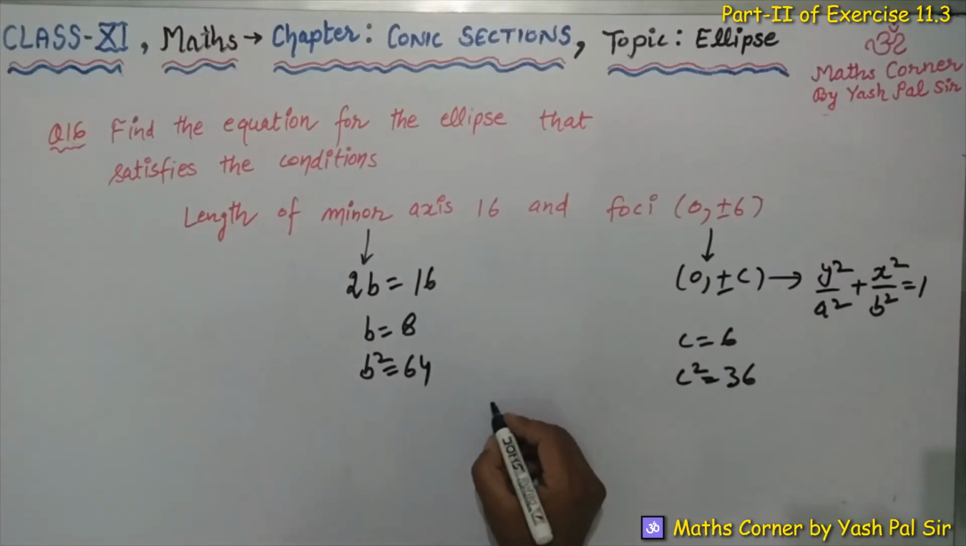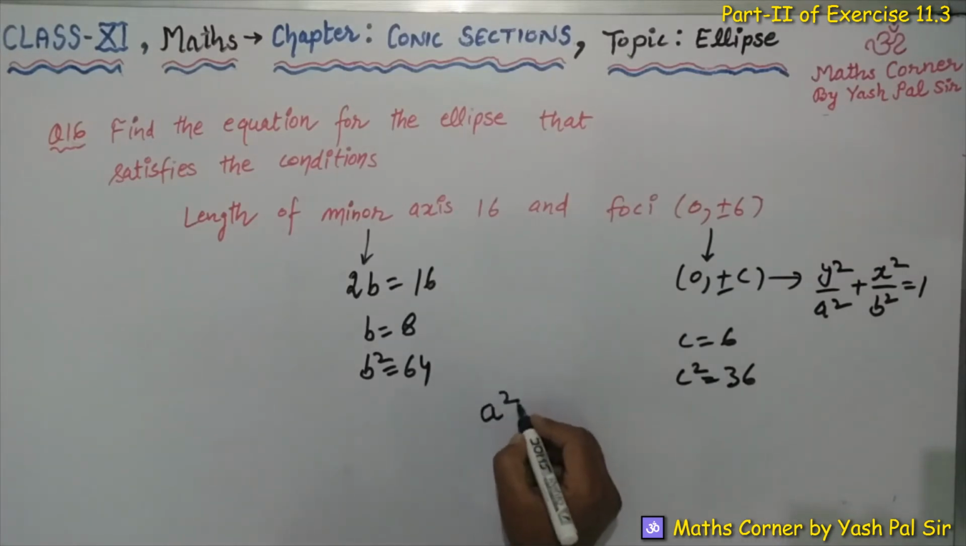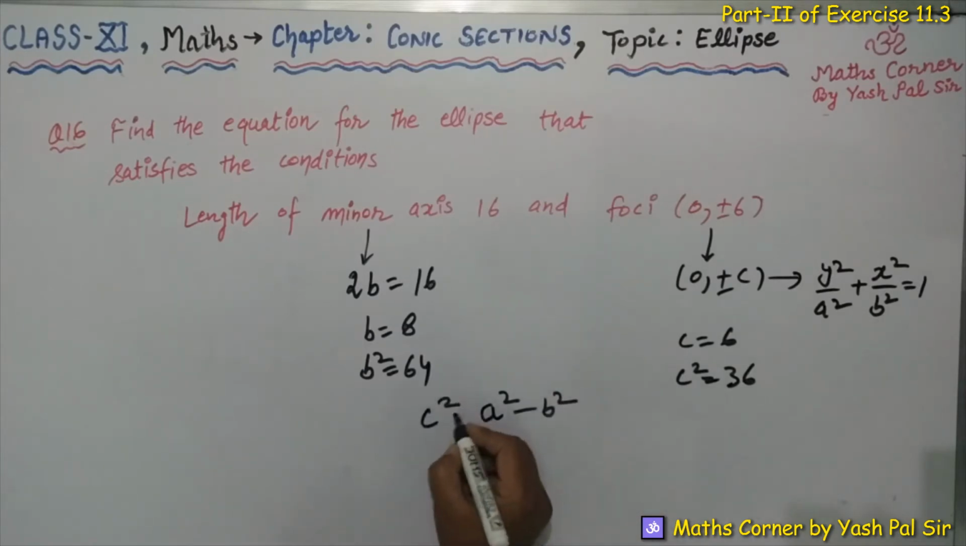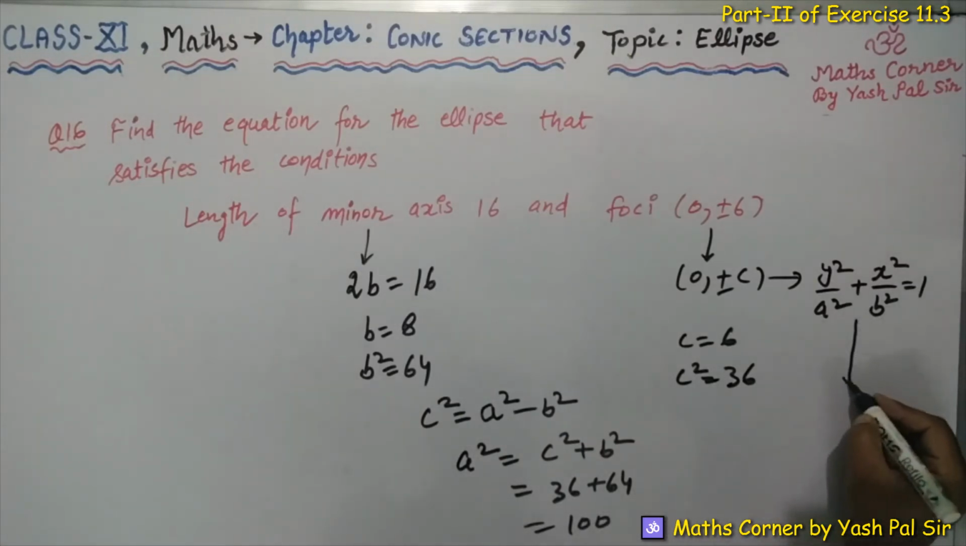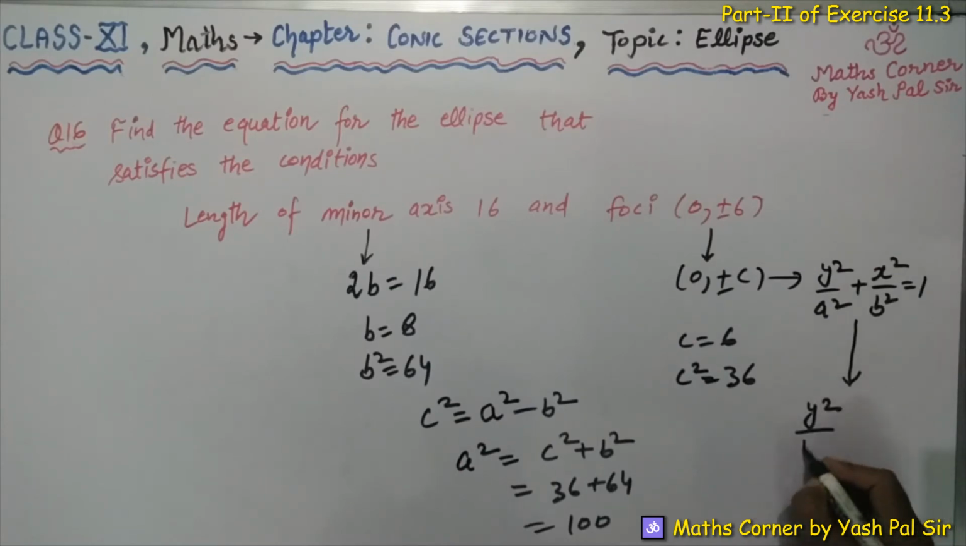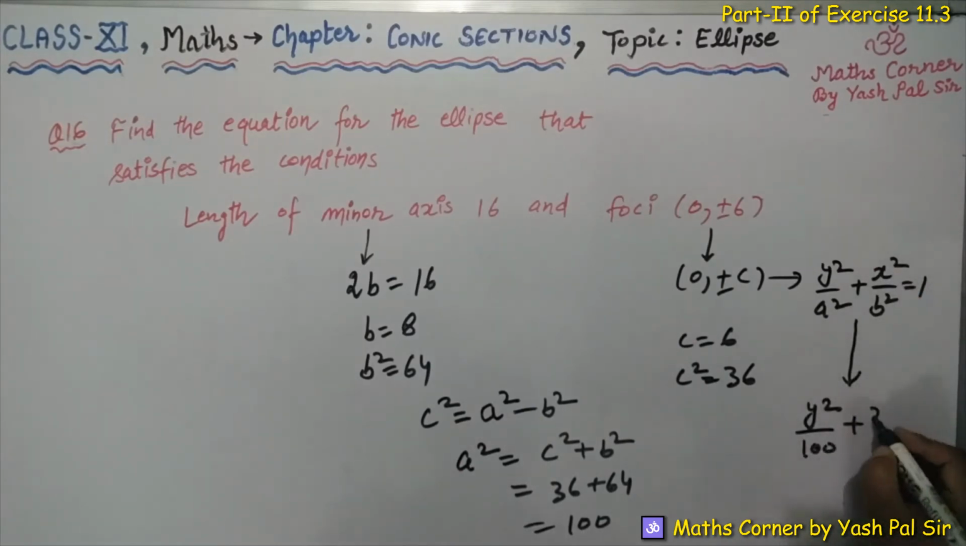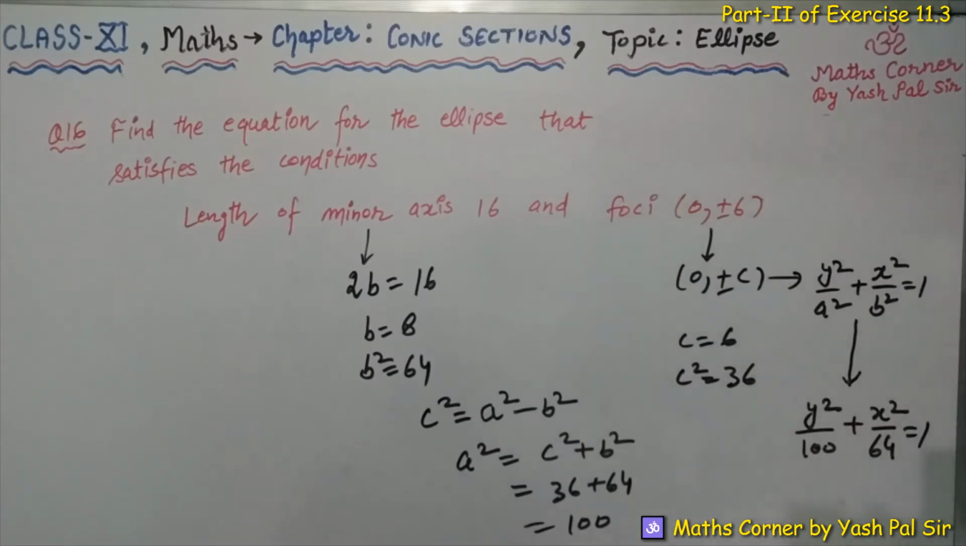Now from these two equations we can find a square minus b square is equal to c square. That means we have a square is equal to c square plus b square. That means 36 plus 64, which is equal to 100. Now we put these values here. So the equation becomes y square upon 100 plus x square upon 64 is equal to 1, is the required equation of the ellipse. Now next question.